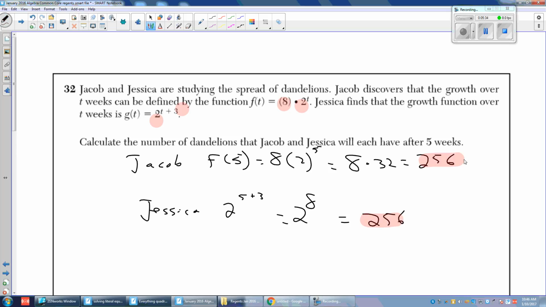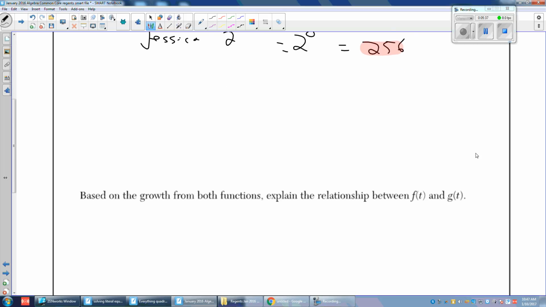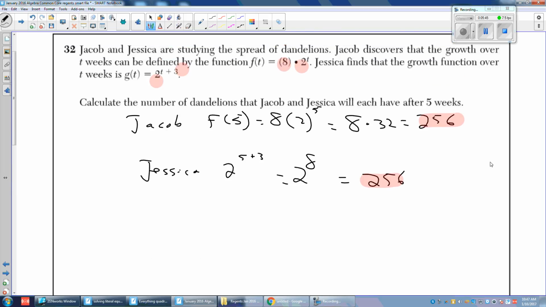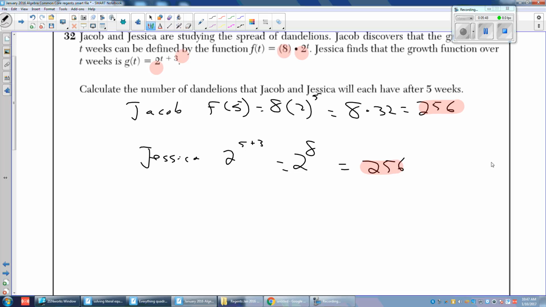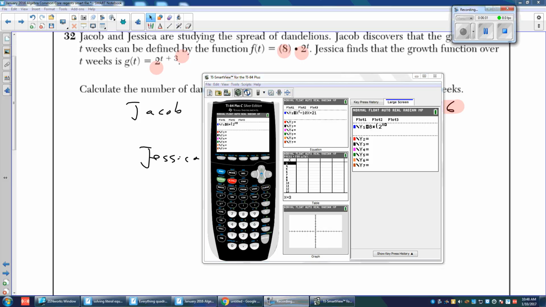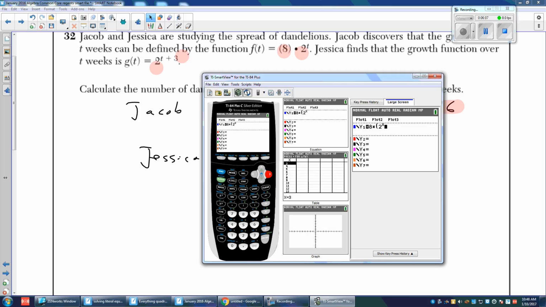Interesting. Now as we scroll down, based on the growth from both functions, explain the relationship between f of t and g of t. What do we know about f of t and g of t? Well, I'll tell you what I'm going to do. I'm going to get out my calculator, and in the y equals part, I'm going to type both equations. Now notice that they don't have a t as a variable in the calculator, so you use x. Hit the right arrow to get out of the exponent, and then close the parentheses. So that's the first one, and then you type the second one in the next line.